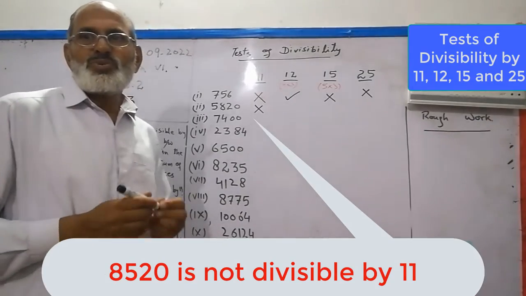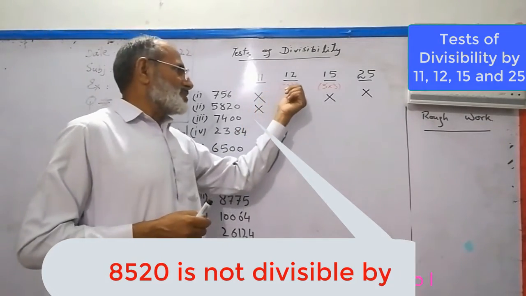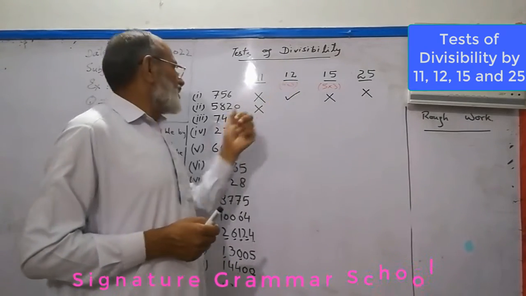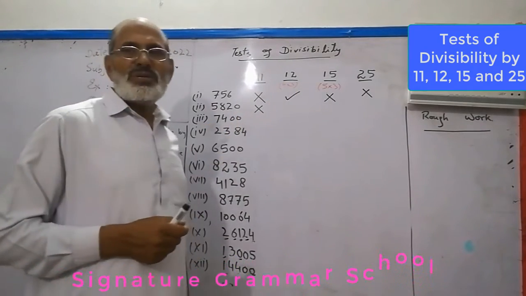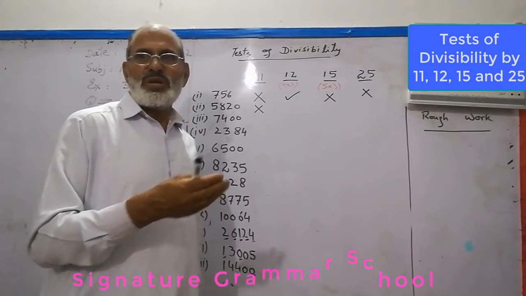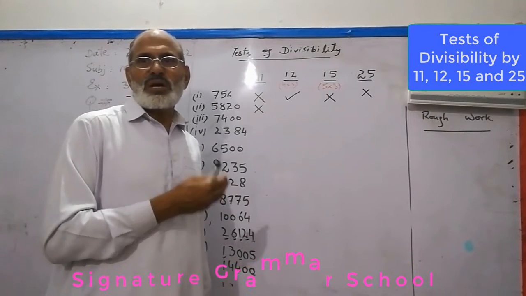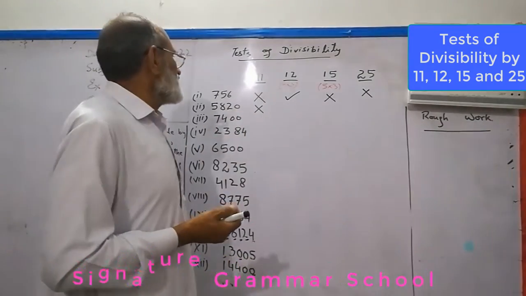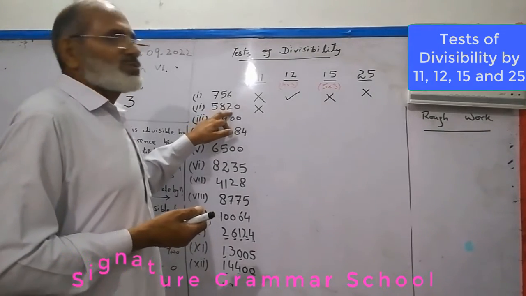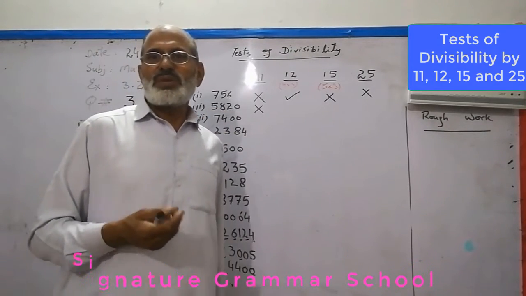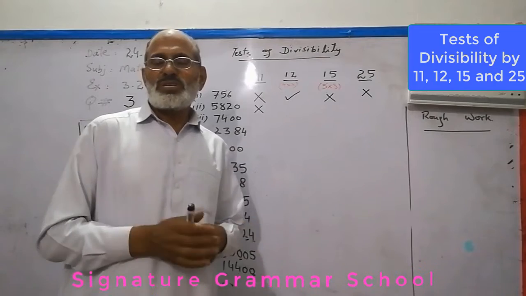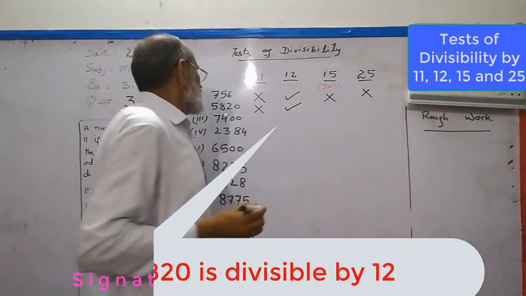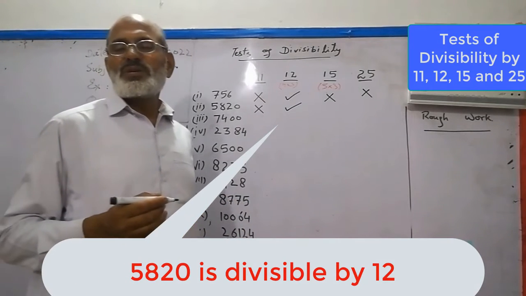For 12, two conditions are required. The value must be divisible by 3 and again the value must be divisible by 4. It is divisible by 4 because the last two digits are 20, and we apply here the rules of the test of divisibility. 5 fours are 20. The first condition is met. And if you add 5 plus 2, 7, 7 plus 8, 15. 15 comes in the table of 3. So both conditions are met. Therefore, this value 5,820 is divisible by 12.